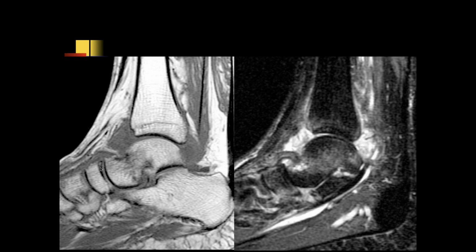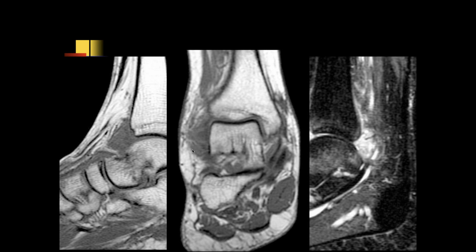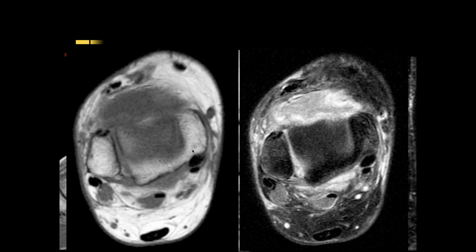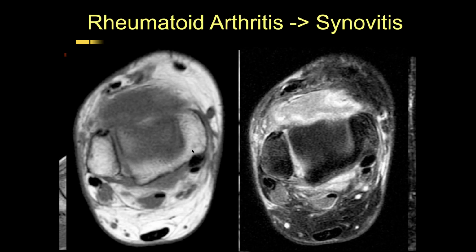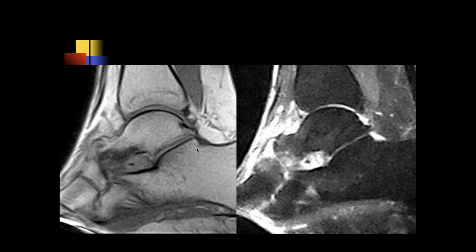Looking again, there's a large ankle effusion. It looks like a lot of synovial thickening here. There's marrow edema of the talus. I don't know if there are some early erosive changes along the distal talar neck as well, and some cystic change there. I'd be worried about rheumatoid arthropathy or another inflammatory arthropathy. Yeah, a lot of synovial thickening here. And this is synovitis in rheumatoid arthritis.